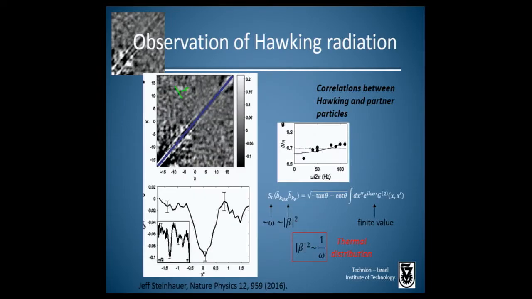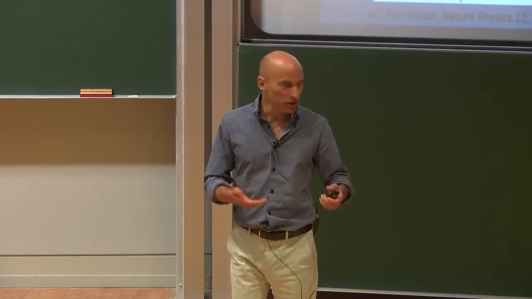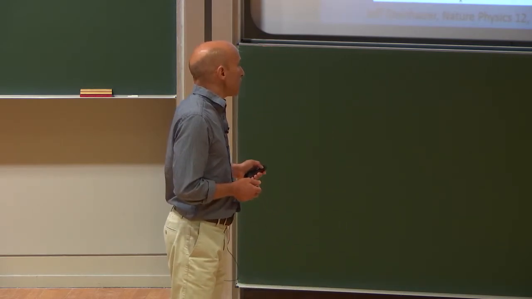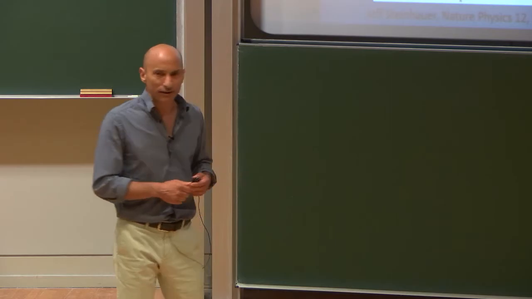So one thing we can notice about this feature is that it has some finite profile. So here's the profile of it, obtained by integrating along lines parallel to the feature. And it's sort of similar to a Gaussian. And this finite area that it has, one can show, implies a broad K distribution. It implies a thermal distribution, that the population goes like 1 over omega for small omega.